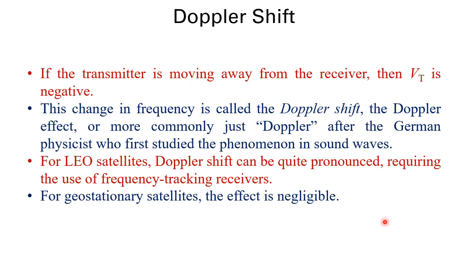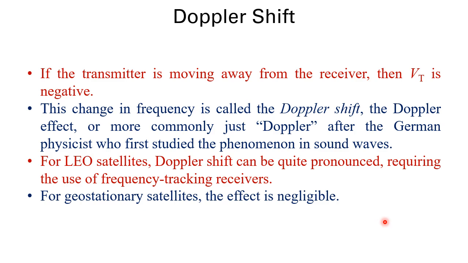So if the transmitter is moving away from the receiver, then vt is negative. This change in frequency is called the Doppler shift. That means that delta f that we have determined is called the Doppler shift, or the Doppler effect, or more commonly just Doppler, after the German physicist who first studied the phenomena in sound waves.